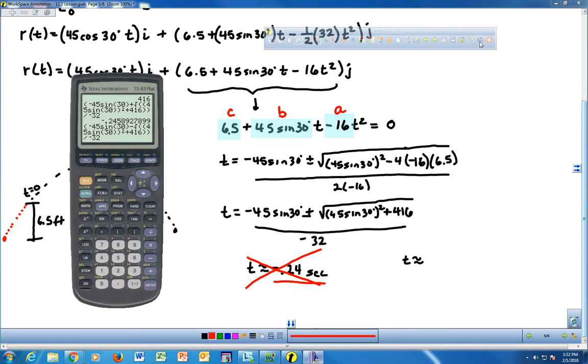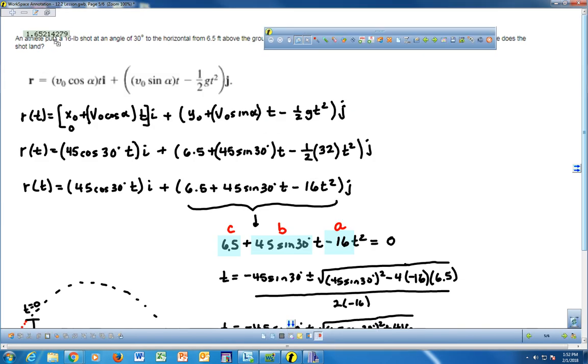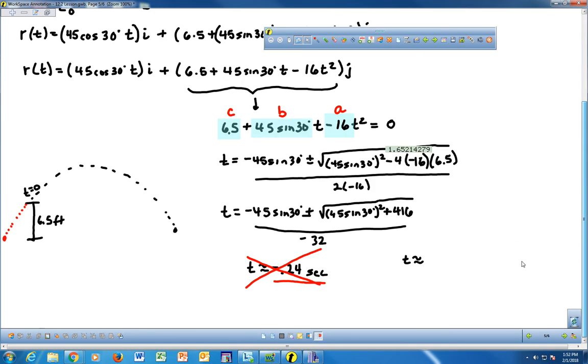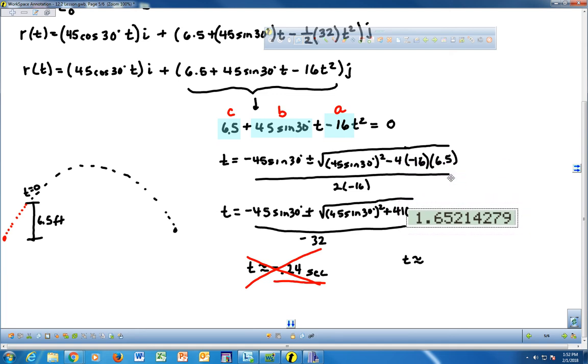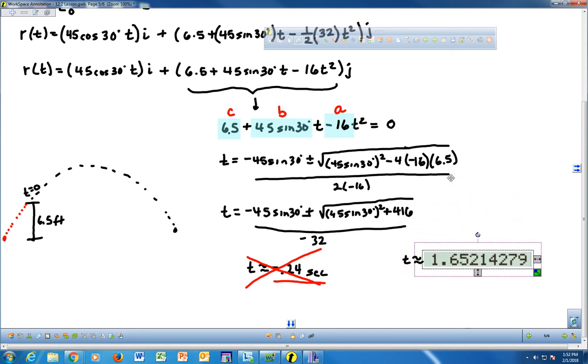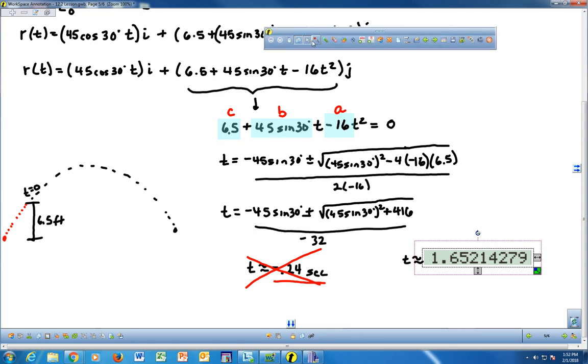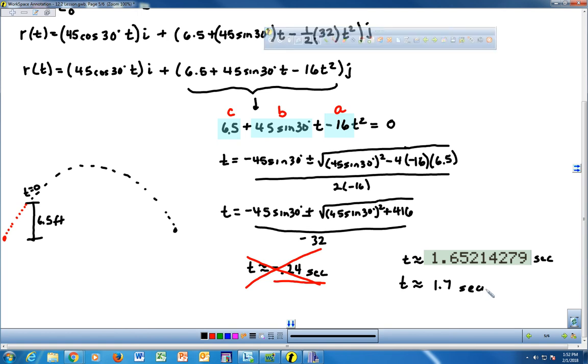So I'm just going to put the whole thing, okay? This is the time that it's going to take for the projectile to strike the ground. It's going to take approximately 1.6 or 1.7 seconds. Right now I'm going to round it to 1 decimal place. So the time is approximately equal to 1.7 seconds. Okay. That is one of the questions that we were asked.